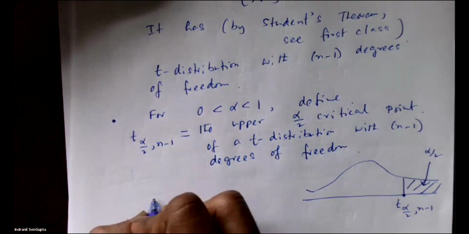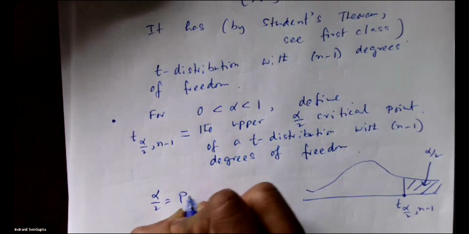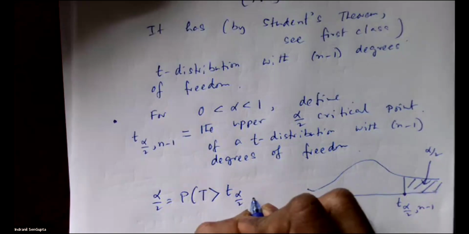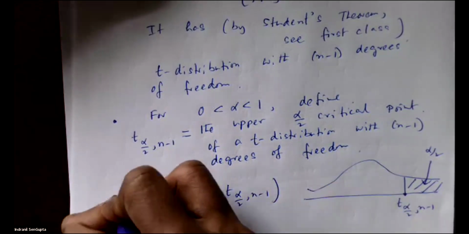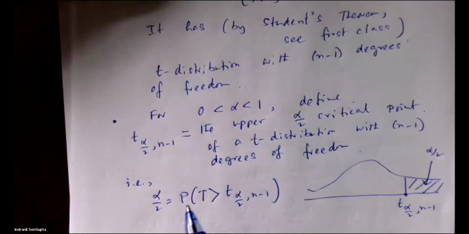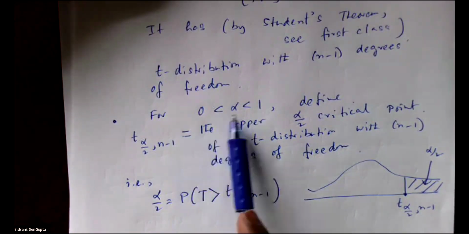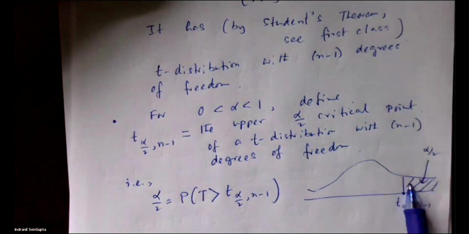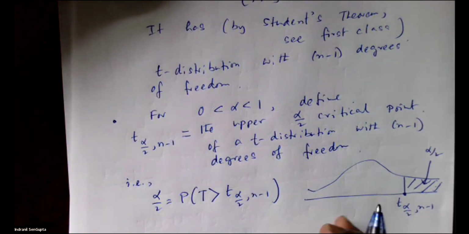What it means is that alpha over 2 is the probability that the random variable T is more than this point, t of alpha over 2, n minus 1. It's clear from the picture. So you give me an alpha between 0 and 1, I know what alpha over 2 is, so that is this region, and I can always find the point. You don't have to do anything; I'll show you how to find it from online resources. Okay, so far so good.